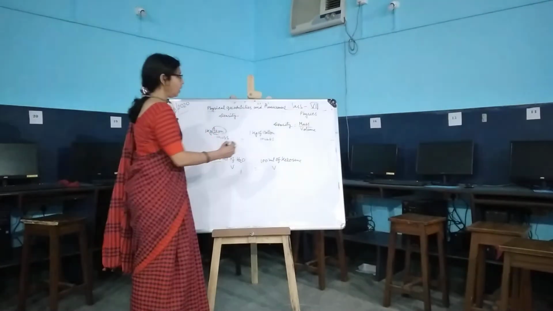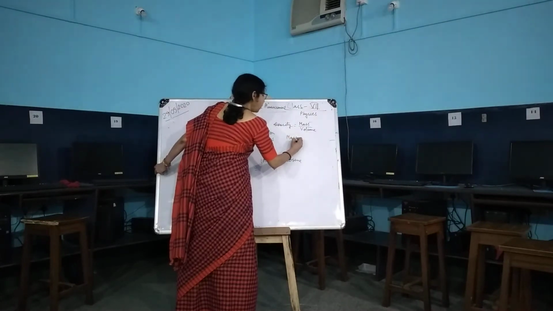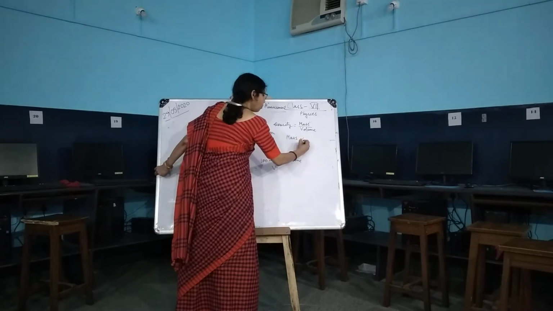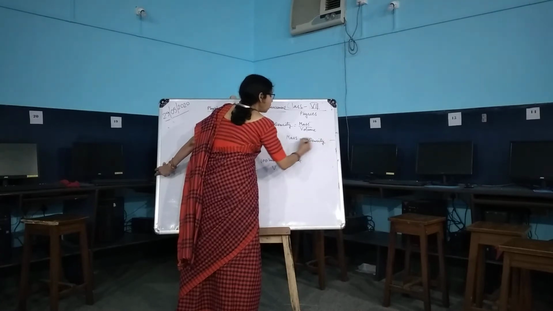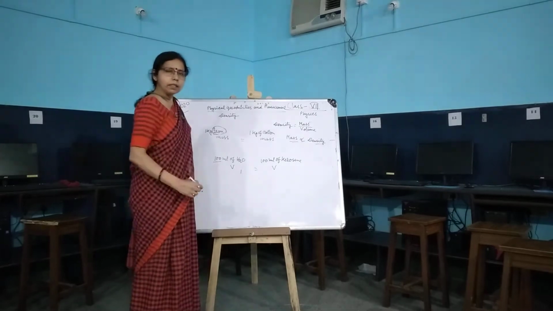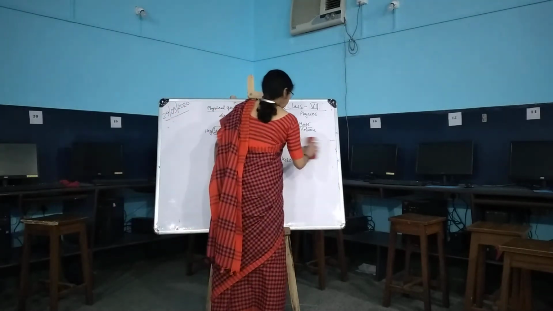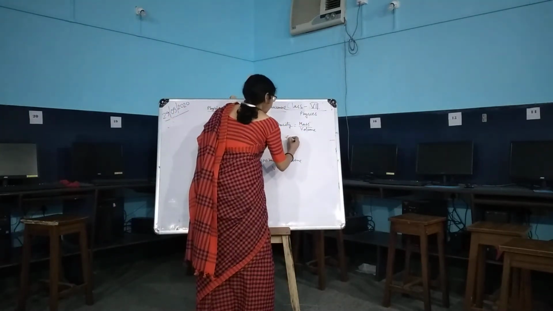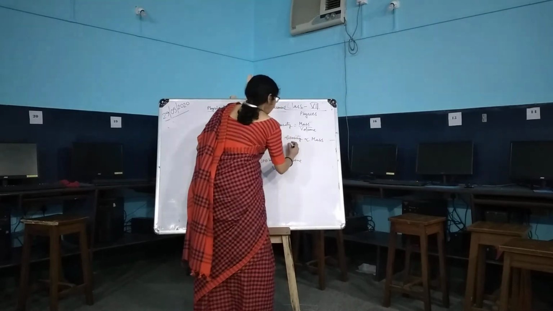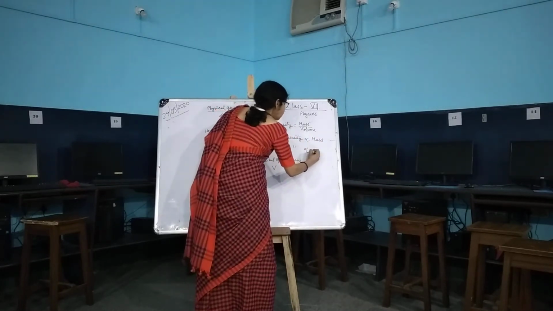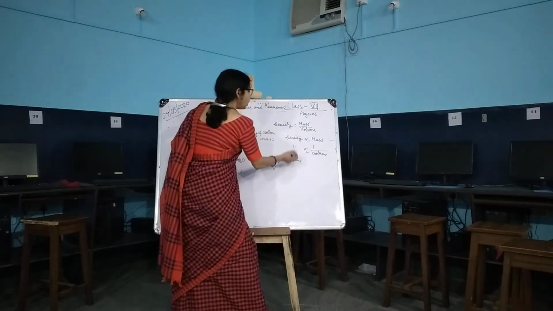How are density and mass related? When the mass is more, the density is also more. Density is directly proportional to the mass. But in the case of volume, density is inversely proportional to the volume. If the volume is more, then the density will be less.